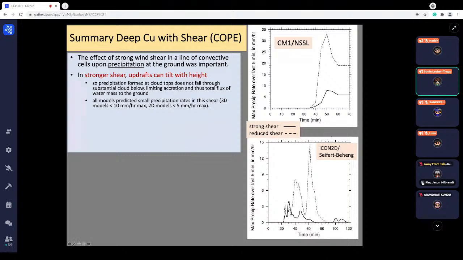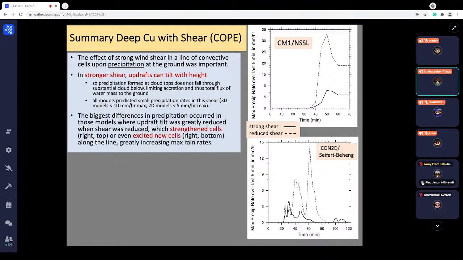That's shown in the two drastic examples here on the right by the solid line, where the maximum rain rates were quite low for both the examples shown. All the models, including ICON 3D, which is not shown here, predicted small precipitation rates in this strong shear. The 3D models were less than 10 millimeters per hour maximum, and the 2D models were less than 5 millimeters per hour maximum. The biggest differences in the precipitation occurred in those models where, as I was explaining, that updraft tilt was occurring.